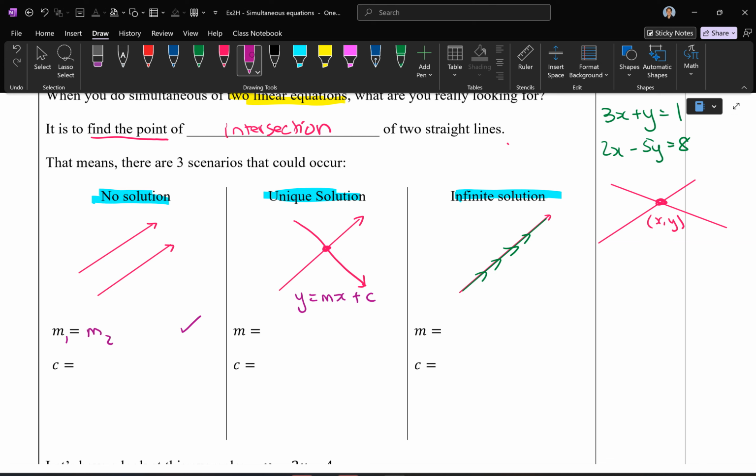Good. You can't have the two y-intercepts c1 and c2 equal, because if both m and c are the same, then it's the same equation. They both have the same gradient and the same y-intercept, so you're sketching the same equation, and it becomes infinite solution. So here, put a cross: c1 cannot equal c2, but m1 and m2 must be equal. The gradients have to be equal for it to be parallel. Infinite solution would mean m1 and m2 must be equal, and c1 and c2 must be equal. If both m's and c's are the same, you have the same equation, so of course you get the same line. Then you go back to unique solution.